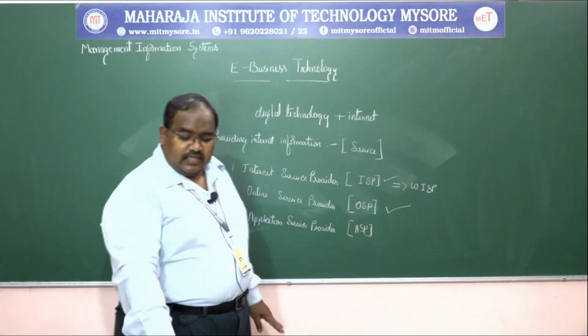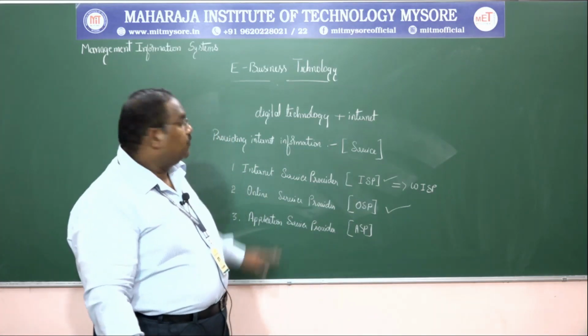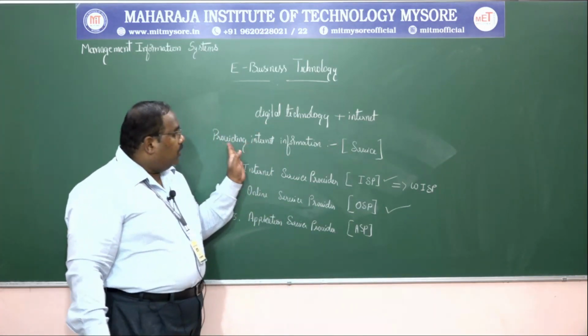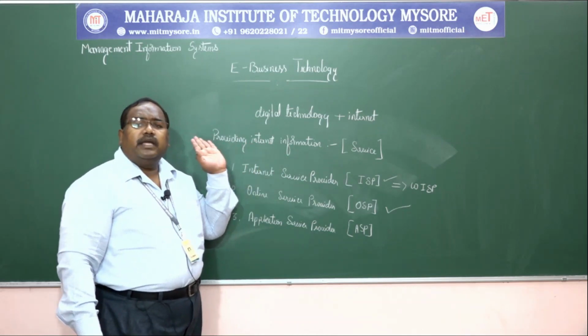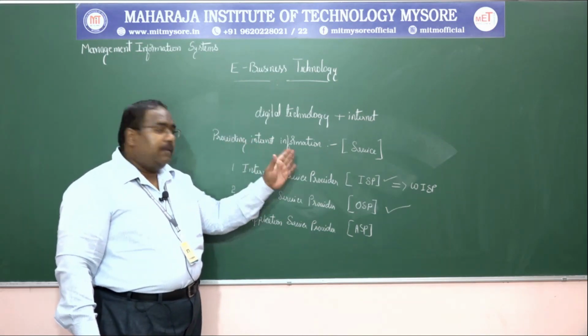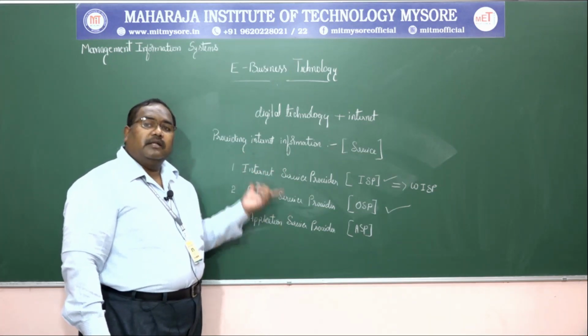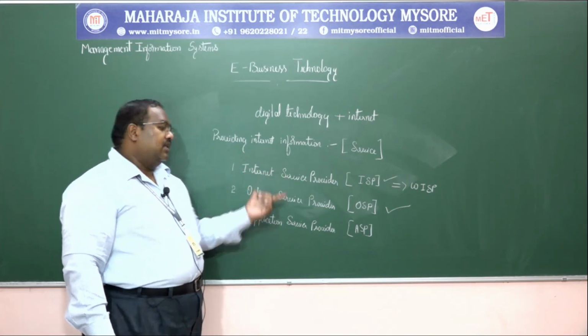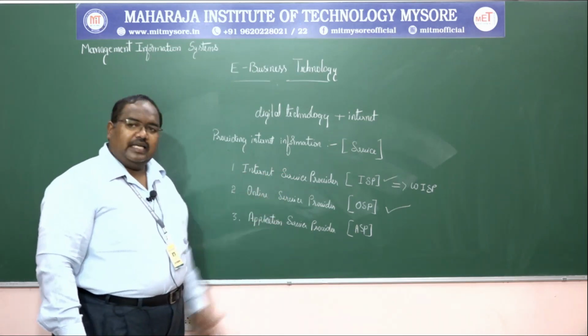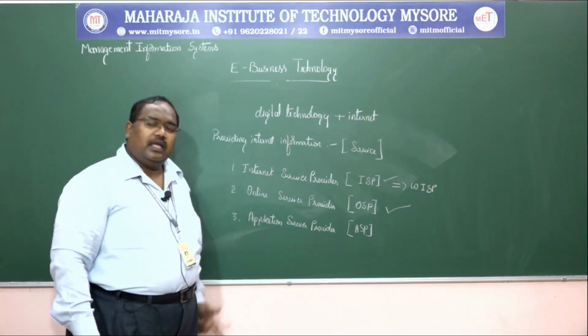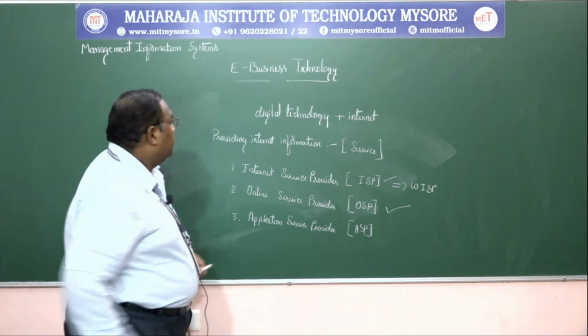So these are the three main types of providing internet information. Through these three main information providers you will be able to access. Based on the services, these three are categorized, that is ISP, OSP and ASP.